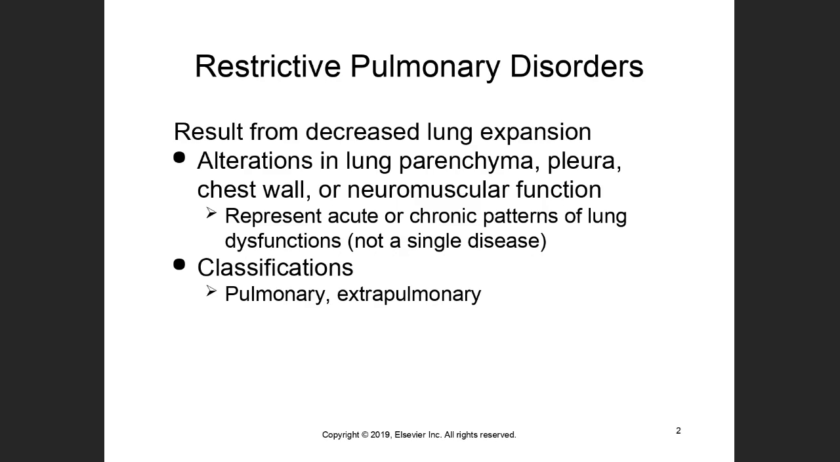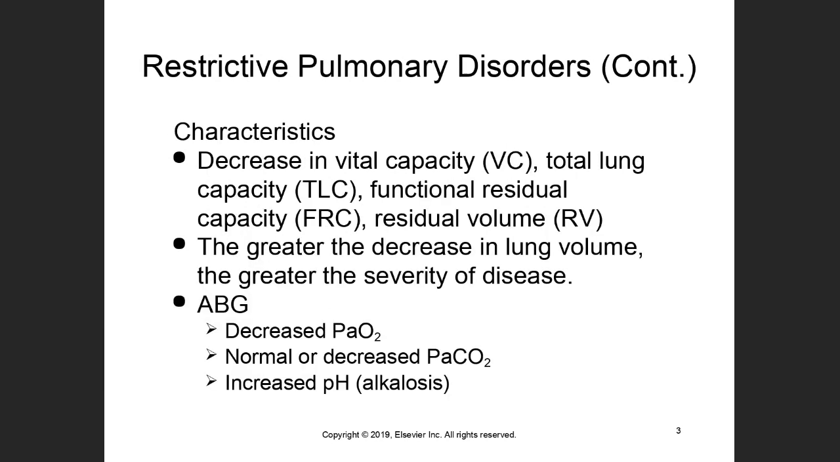Okay, restrictive disease results from decreased lung expansion, alterations in lung parenchyma, pleural, chest wall, neuromuscular function. Classification, pulmonary and extrapulmonary. Characteristic, decrease in vital capacity, in total lung capacity, everything is reduced, the ratio is preserved, okay? ABG: decreased PaO2, normal or decreased PaCO2, and increased pH, that is alkalosis.